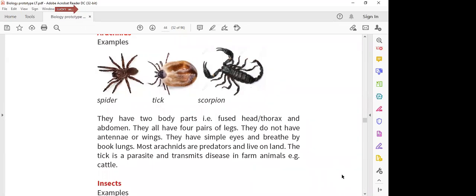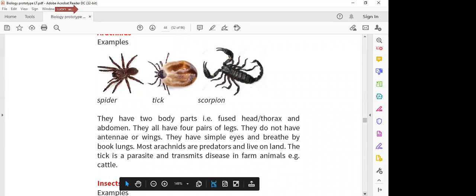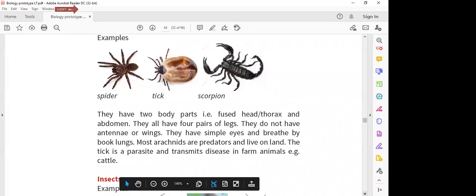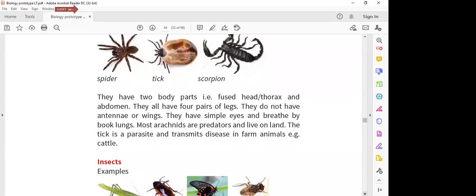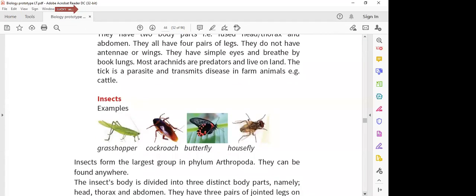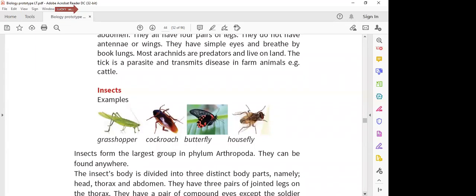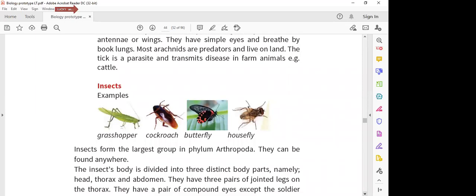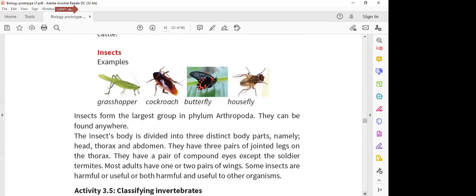Some are parasites, like a tick is a common parasite, and it transmits a number of farm diseases in the cattle. You've heard about diseases which are transmitted by those ticks. A lot of money is spent working on those, destroying the ticks because of the diseases that they cause. Okay, you've heard about such diseases.